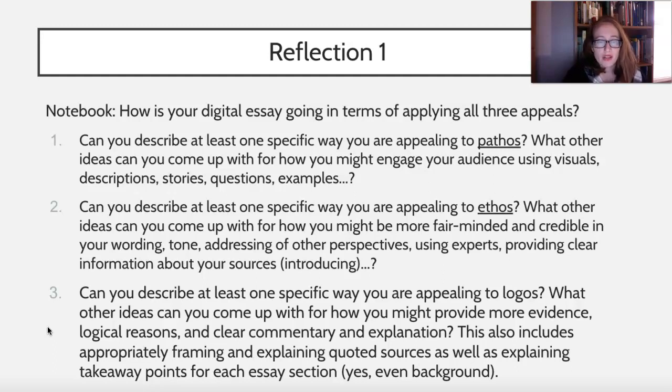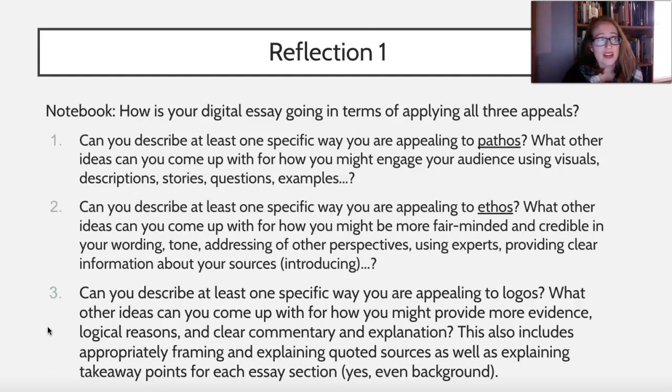This is having lots of different types of evidence, especially multiple types of evidence within your sections to go with those. So not basing one section on one source, because that's not very effective, just to have one source to explain a point or to prove a point. You need several things, and you need clear explanation. That's where framing your sources comes into play.